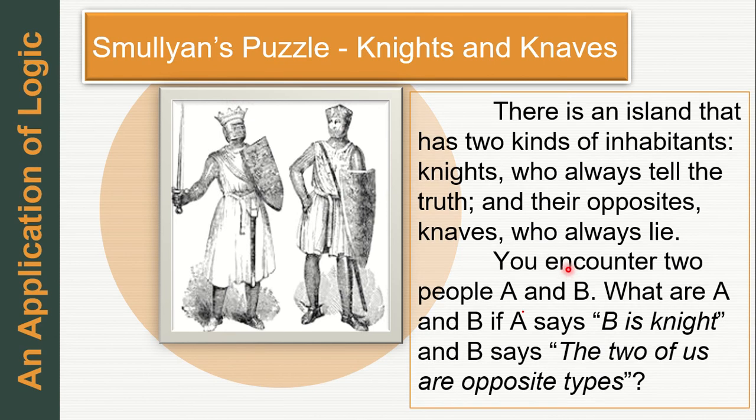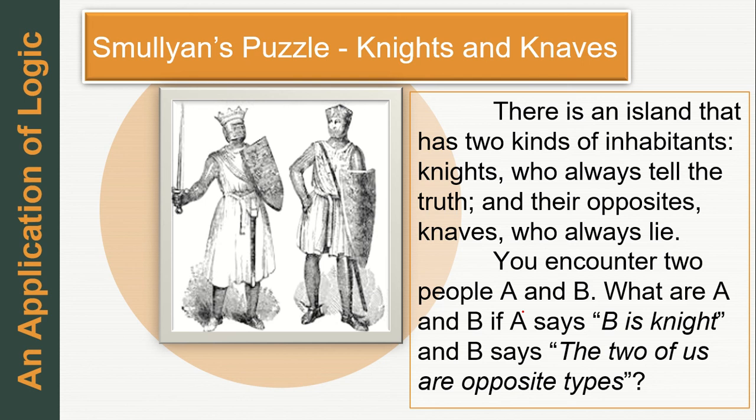Just answer this in your engage part. So what are A and B if A says B is a knight and B says the two of us are the opposite types? Use logic. I just want to check how you will solve this puzzle using our previous discussions. So, in the island, Smullyan has a lot of puzzles. This is just one of his very famous puzzles.